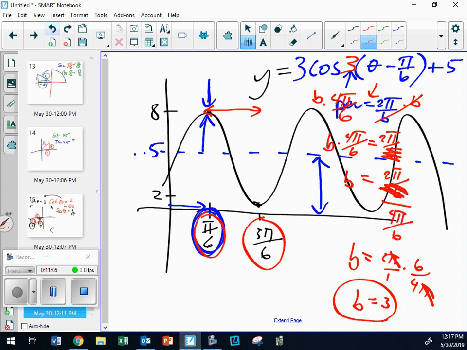Oh, yes, that's right. That's why I felt like 3 was wrong. This was 4 pi over 6. That's how long this was. But you got me. 4 pi over 6 isn't the whole period. That's half the period. So I should make it 8 pi over 6.